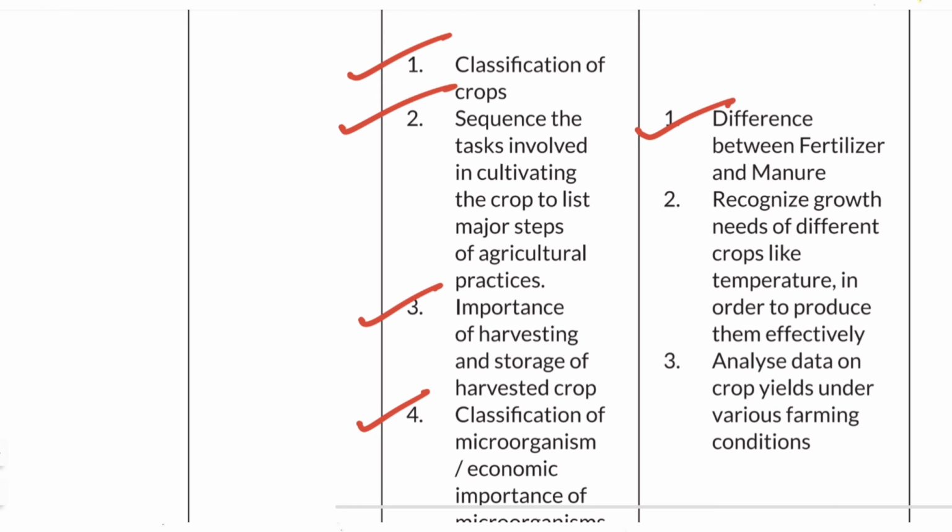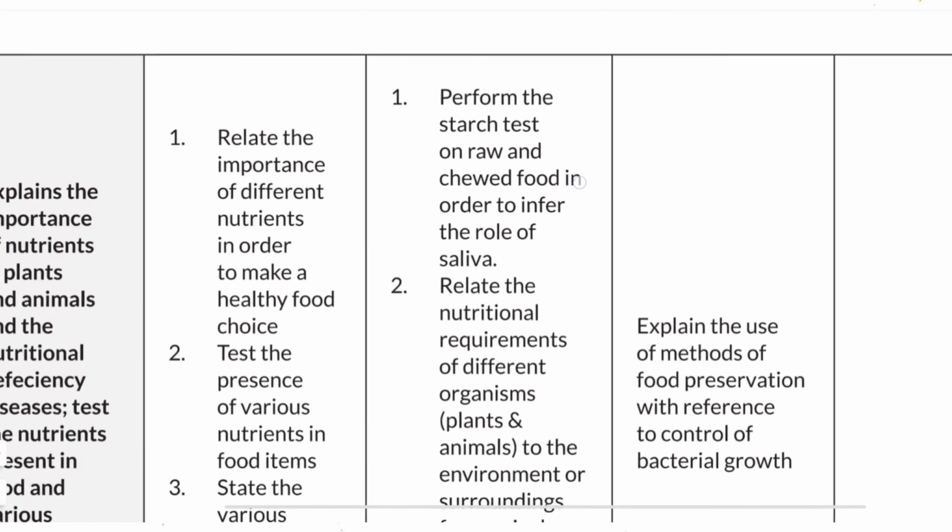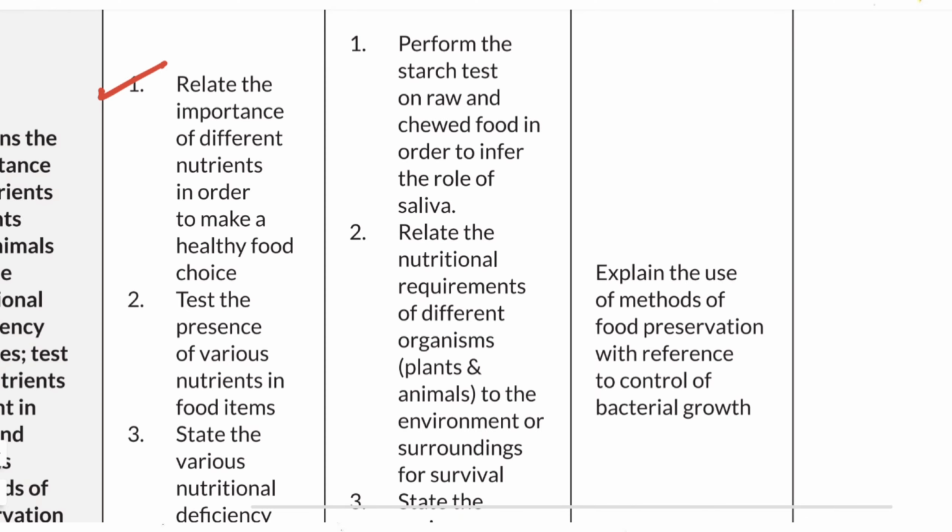Then difference between fertilizer and manure. Recognize growth needs of different crops like temperature in order to produce them effectively. Analyze data on crop yield under various farming conditions. Next question is relate the importance of different nutrients in order to make healthy food choices.